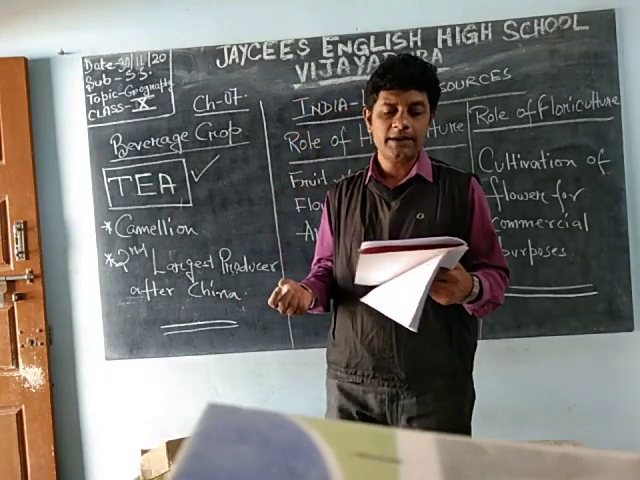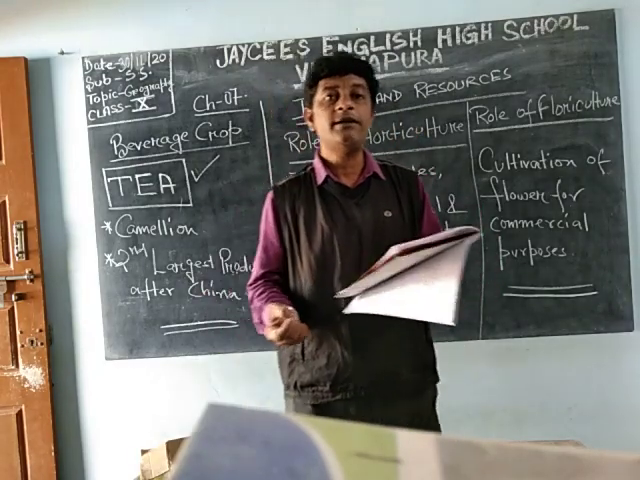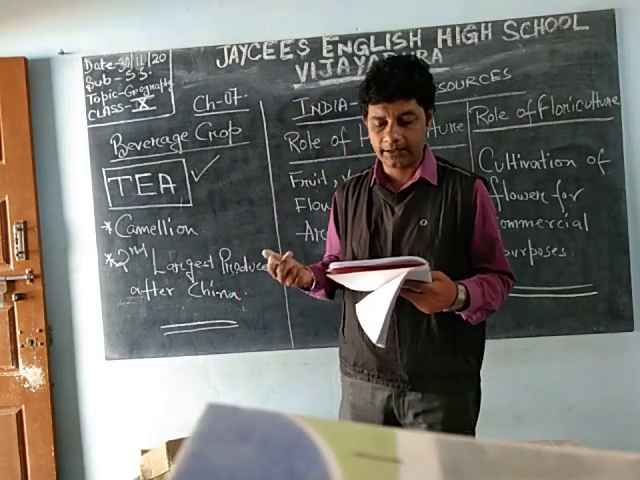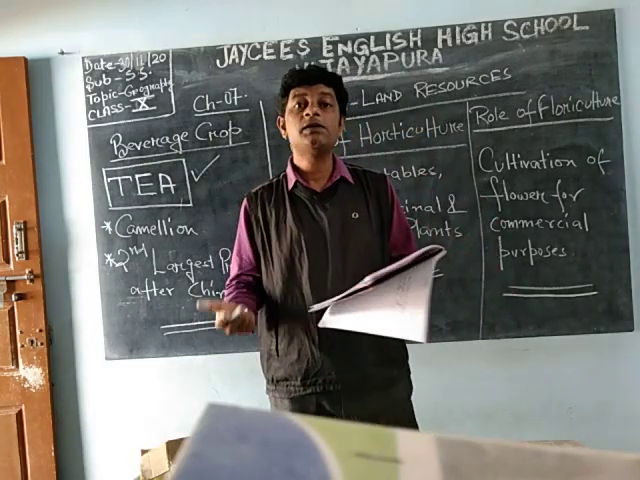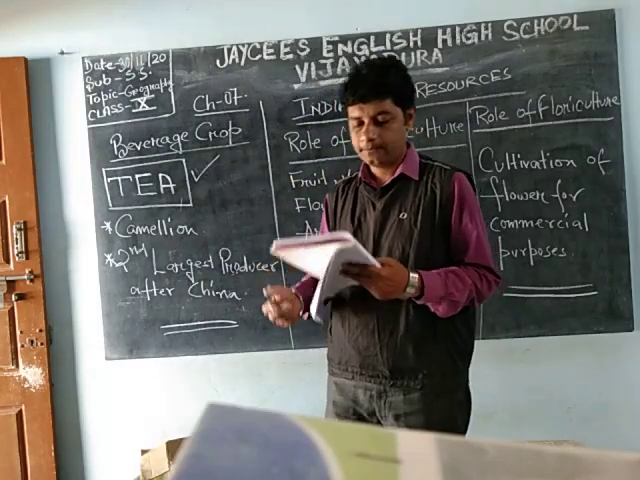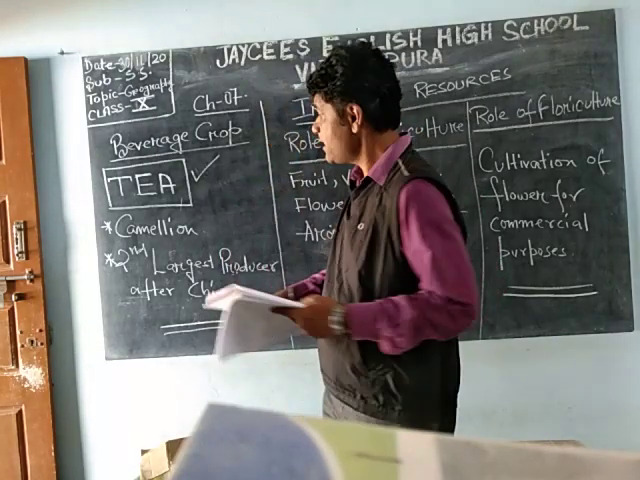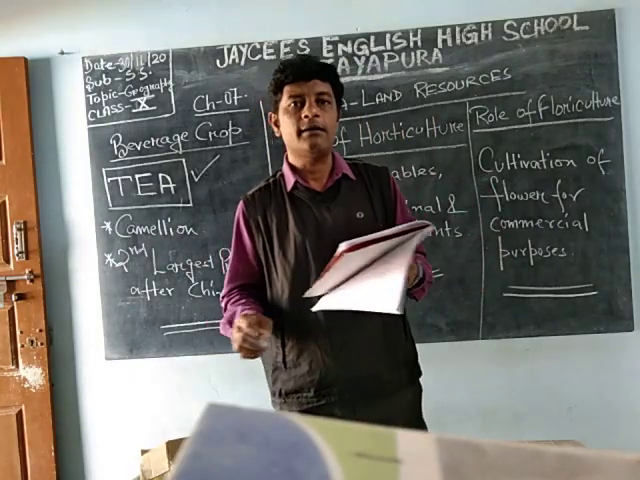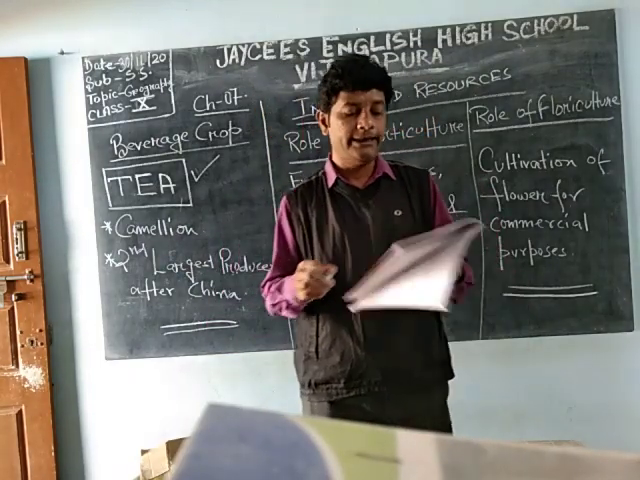Tea is not that much produced in Karnataka, but coffee is produced in abundance in Chikmagaluru district and Kodagu district there. That's why Karnataka is also known as the land of coffee. So now we will go with the tea. The scientific name of the tea plant is Camellia. Camellia is the scientific name of tea.